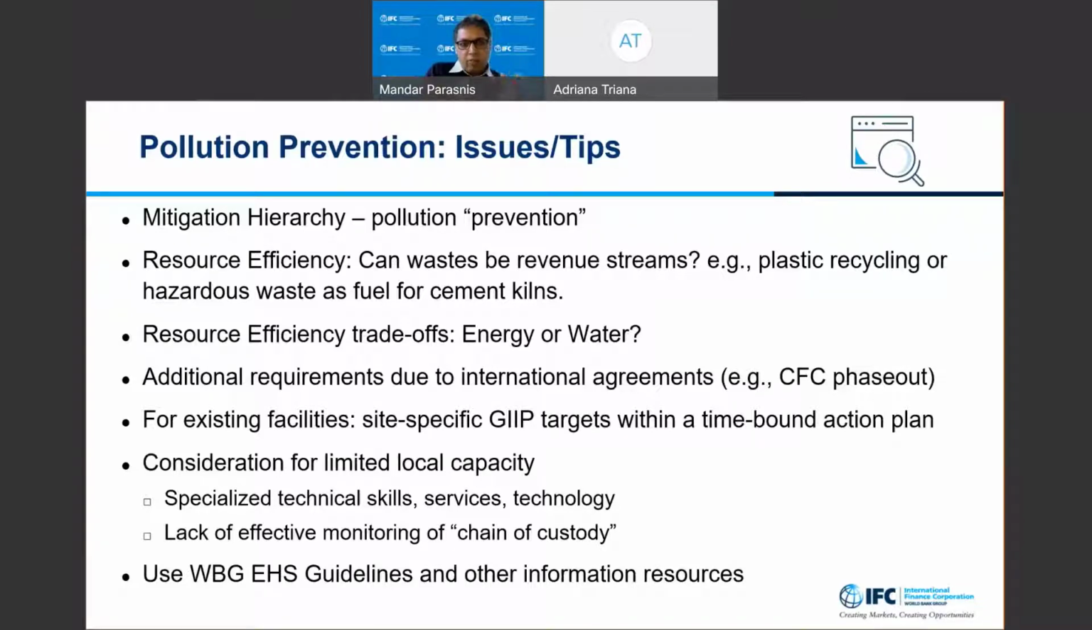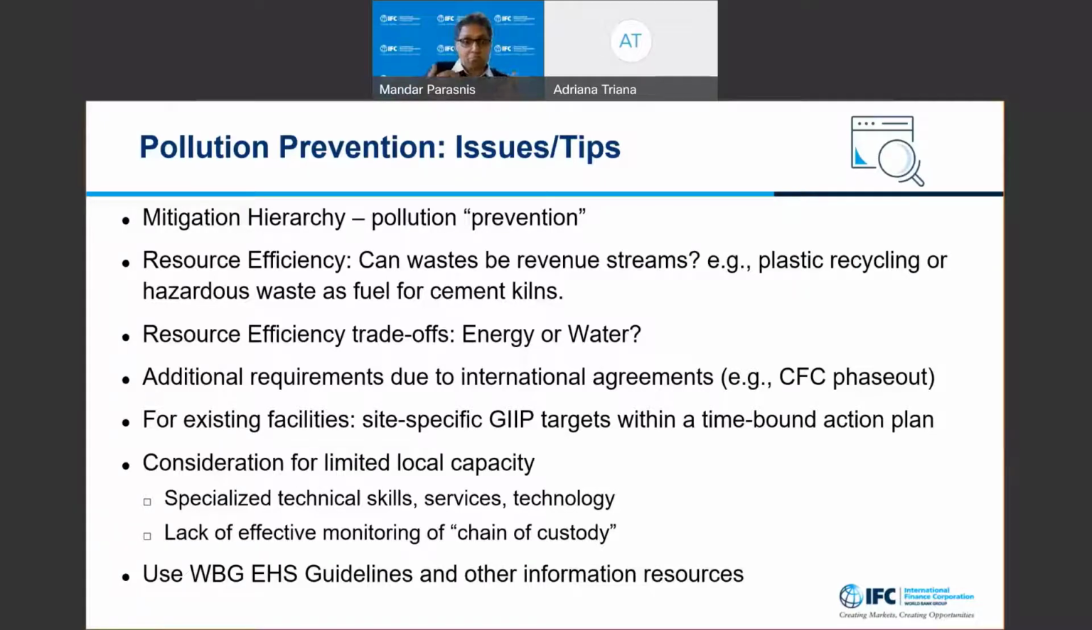As we briefly talked about, the EHS guidelines, the benchmarks, resource efficiency ideas, they're all much more feasible for a new facility that is being built. Okay, we can always do whatever we want. We can even try to do the best available technology. But when we have an existing facility, how do we achieve the resource efficiency?